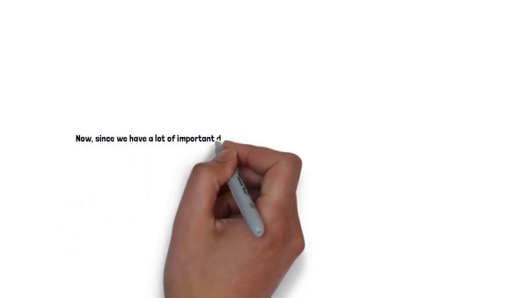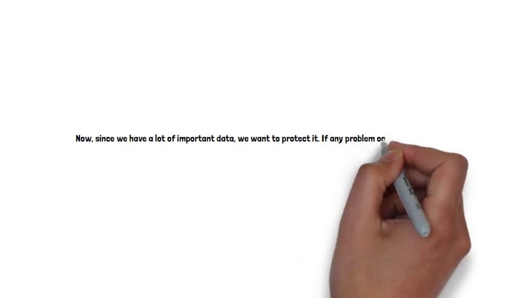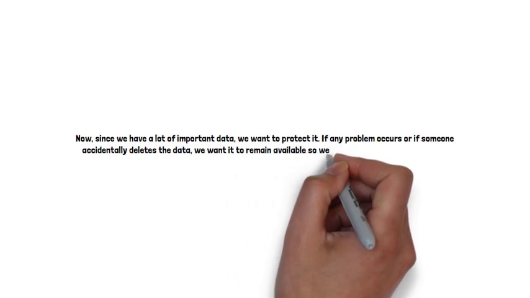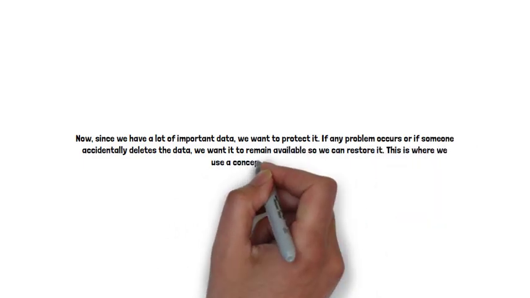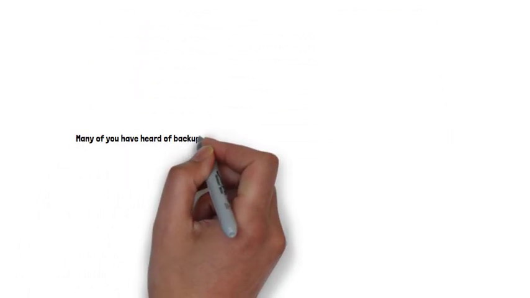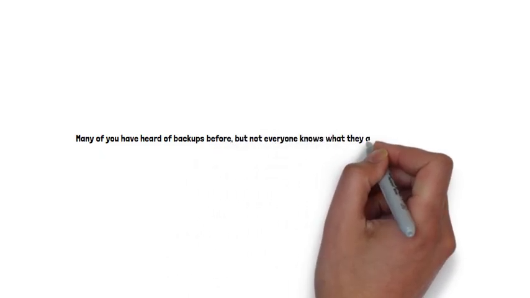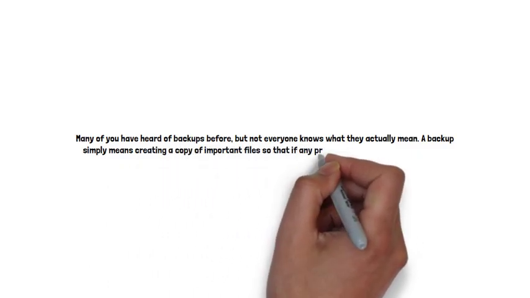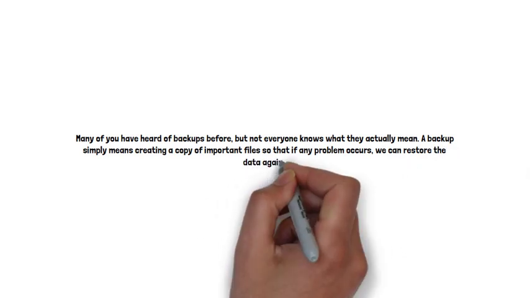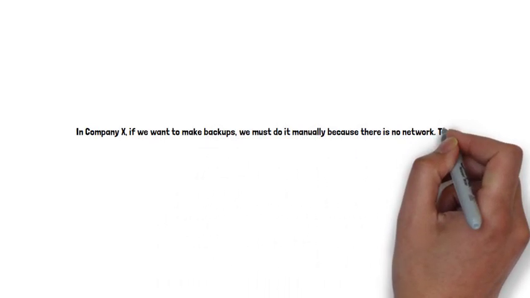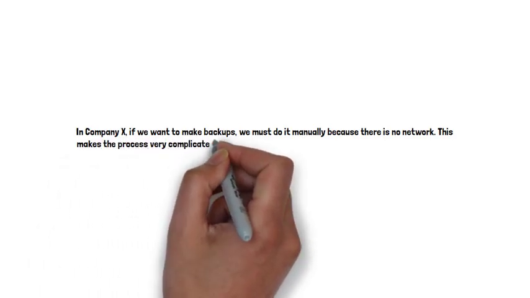Now, since we have a lot of important data, we want to protect it. If any problem occurs, or if someone accidentally deletes the data, we want it to remain available so we can restore it. This is where we use a concept called backup. Many of you have heard of backups before, but not everyone knows what they actually mean. A backup simply means creating a copy of important files so that if any problem occurs, we can restore the data again. In Company X, if we want to make backups, we must do it manually because there is no network. This makes the process very complicated.